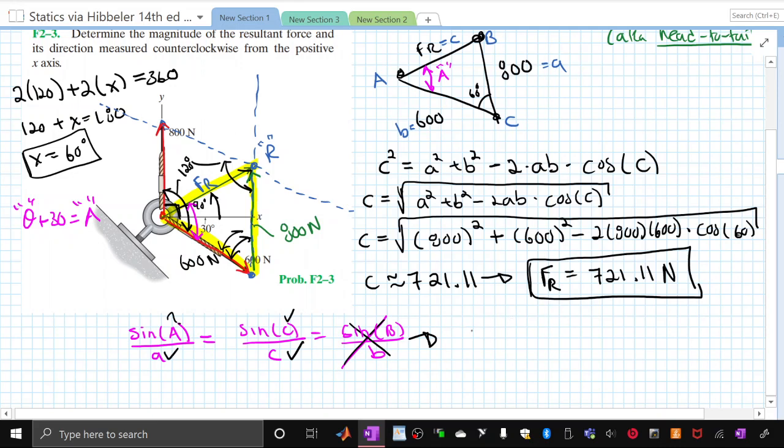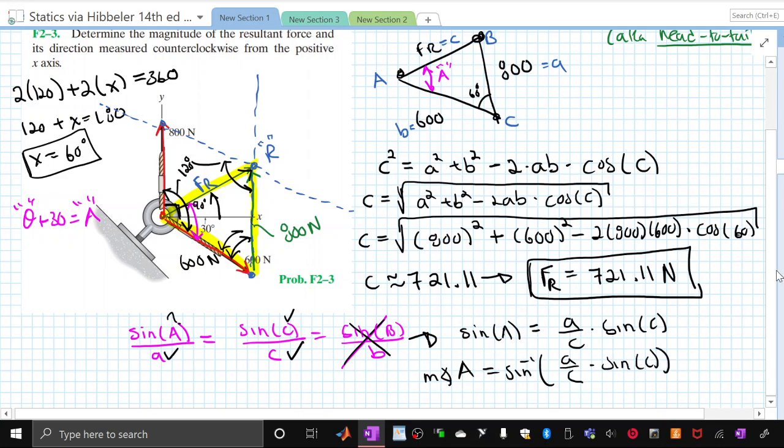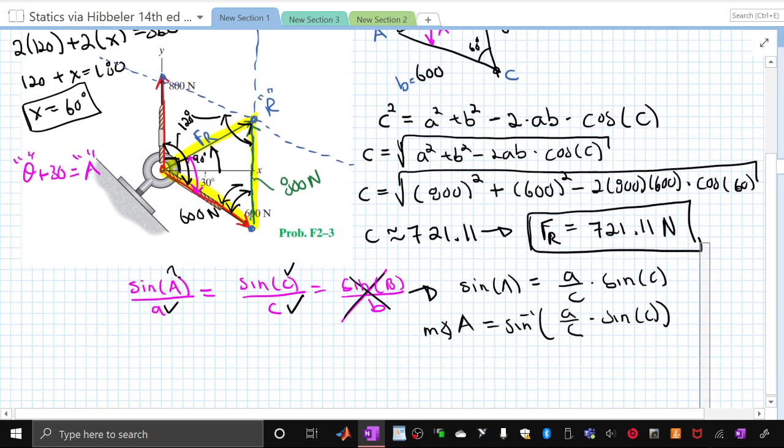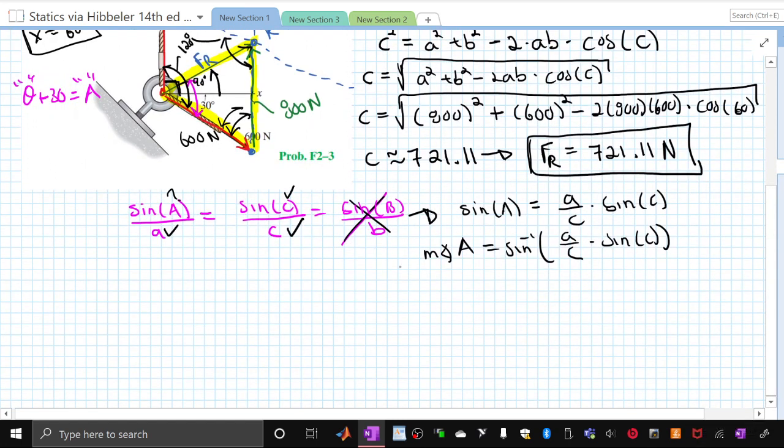So let's solve for A. Sine of A is equal to A over C times the sine of C, algebraically. So the measure of angle A is equal to the inverse sine of A over C times the sine of C. And now it just becomes a matter of plug and chug.